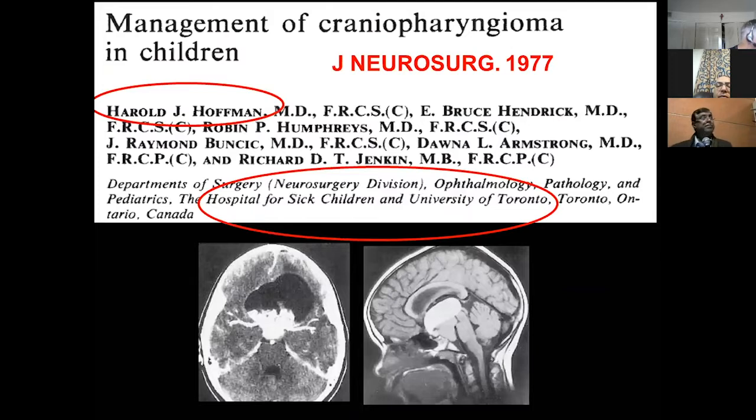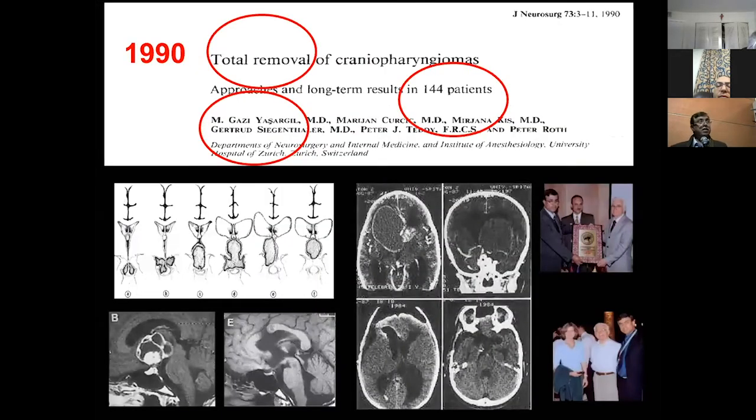Let's just go through them. Harold Hoffman is recognized as the father of pediatric neurosurgery in the world. He is from the University of Toronto. 1977, radical excision of recurrent tumors. They did not have the advantage of MRI, they did not have the advantage of anything, but they realized this. 1990, Muhammad Ghazi Ezerjil, the man of the century of neurosurgery, radical excision in 144 patients. Of course, as I said, he's a friend of ours.